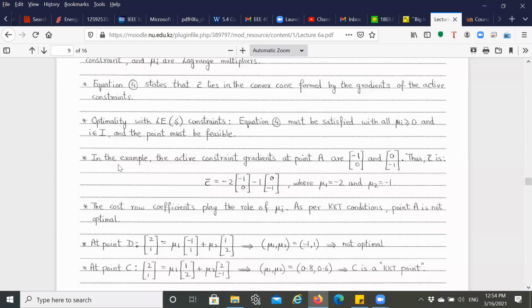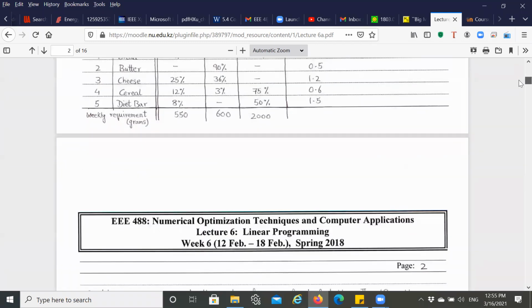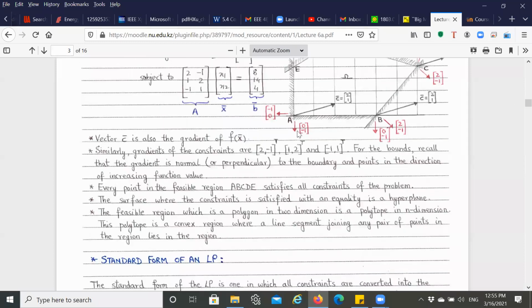Let's go back and look at the example, at the active constraint gradients at point A. Point A means x1 greater than or equal to 0 and x2 greater than or equal to 0. If you write the gradients at these points, the gradients would be -1, 0 and 0, -1. We showed it over here. These 2. The gradient will always be this.